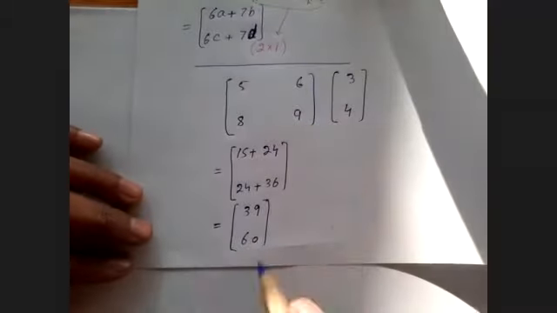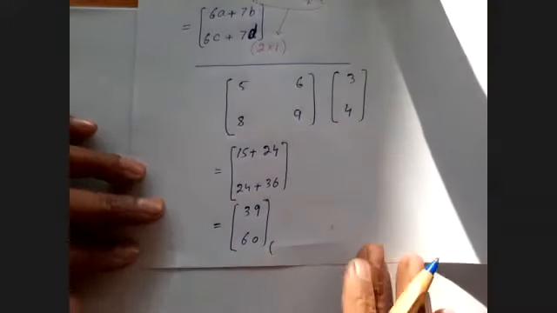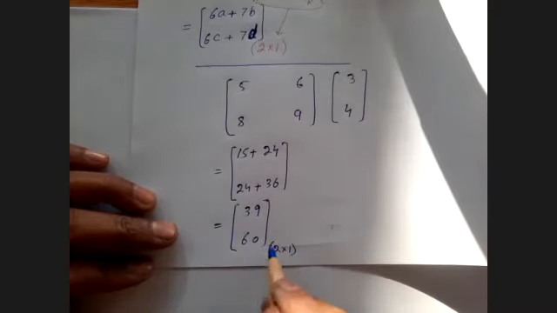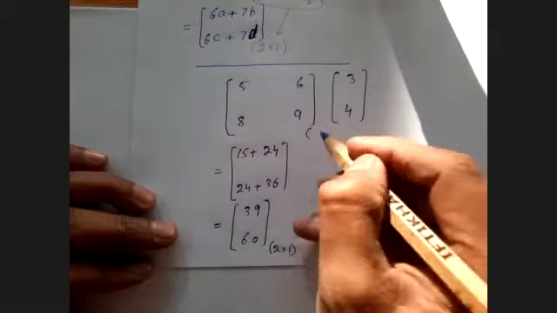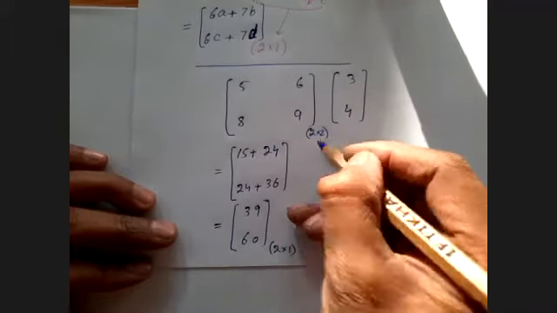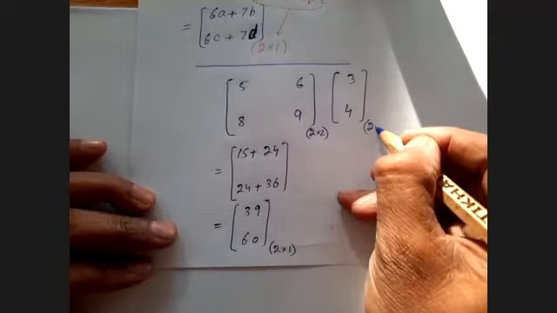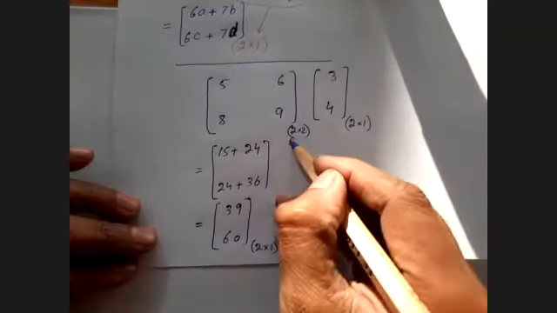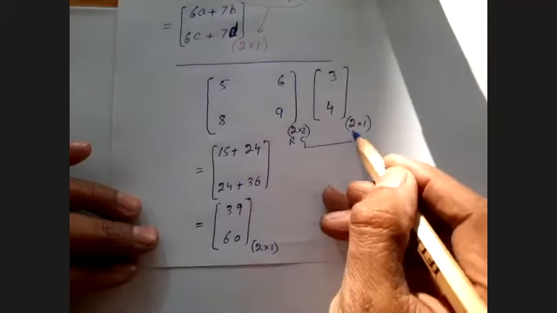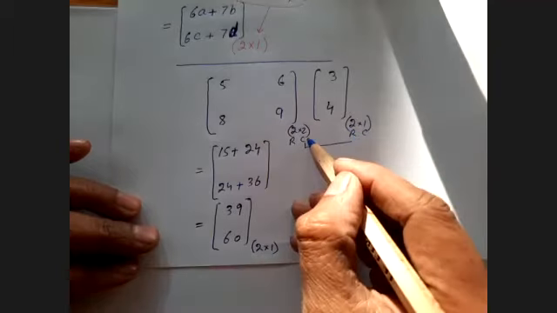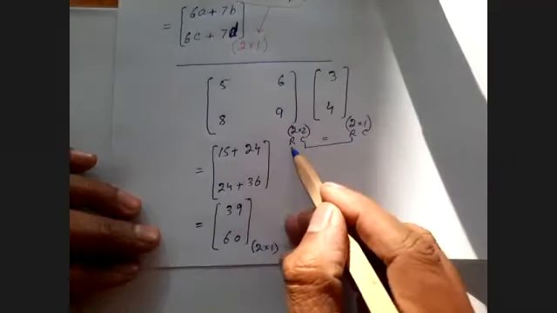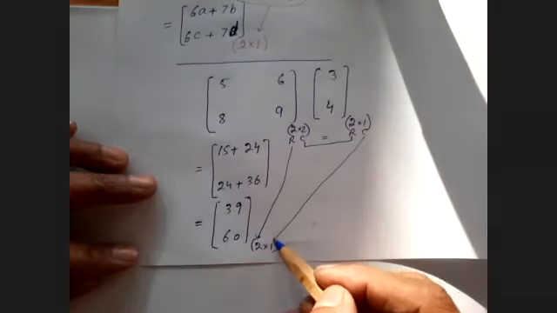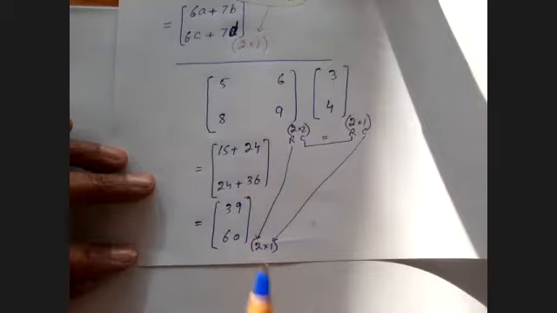So you can see that this is the matrix which has the order 2 into 1, 2 rows and 1 column. Here the order of this matrix was 2 into 2, and here the order is 2 into 1. So before multiplication we have to check that the column of the first must be equal to the rows of the second. And when you see the resulting matrix, then this is the row and this is the column. Okay, so the resulting matrix is like this.